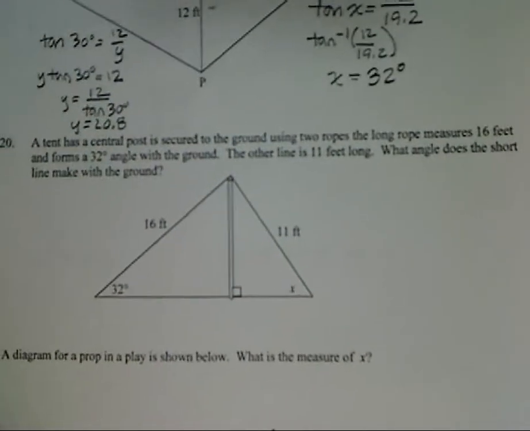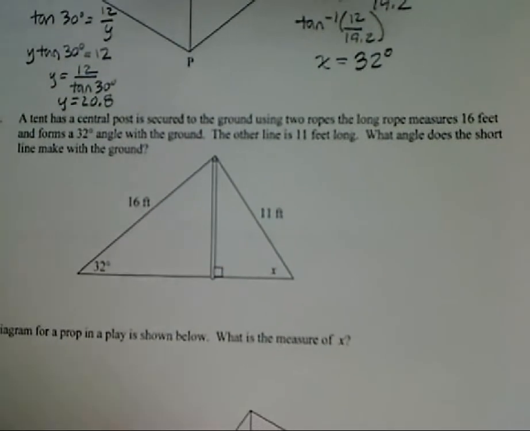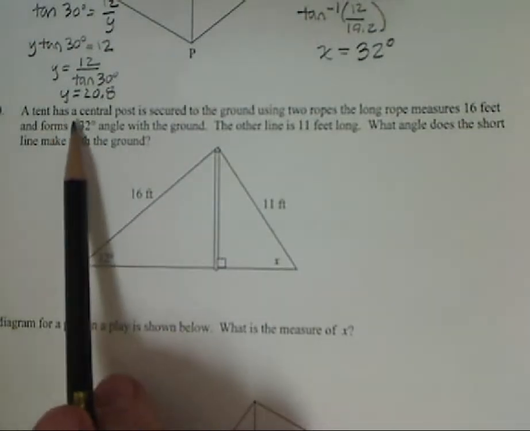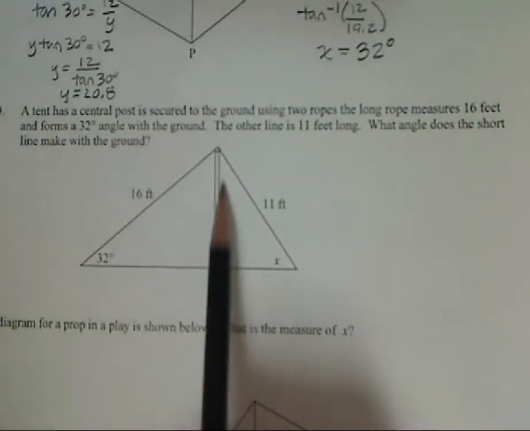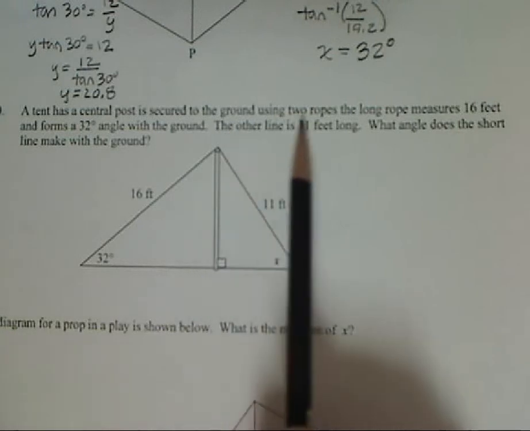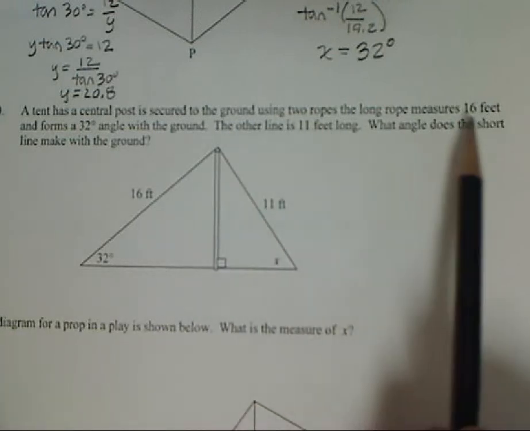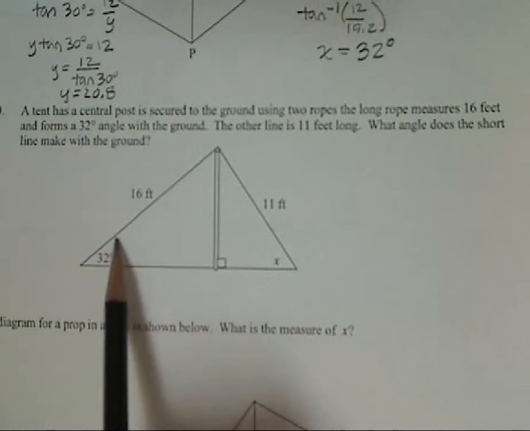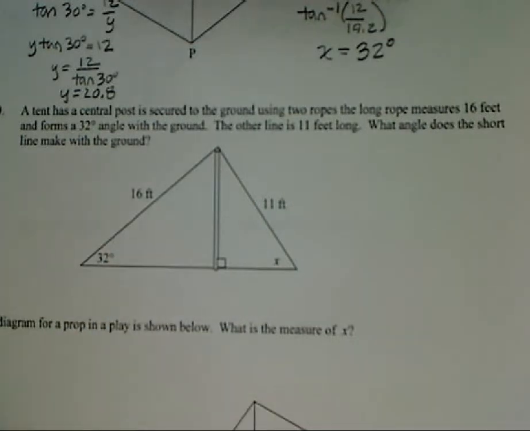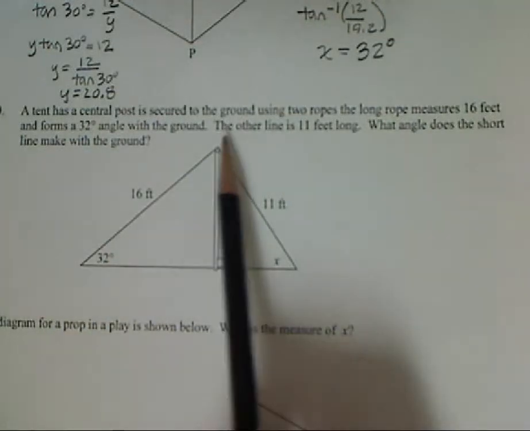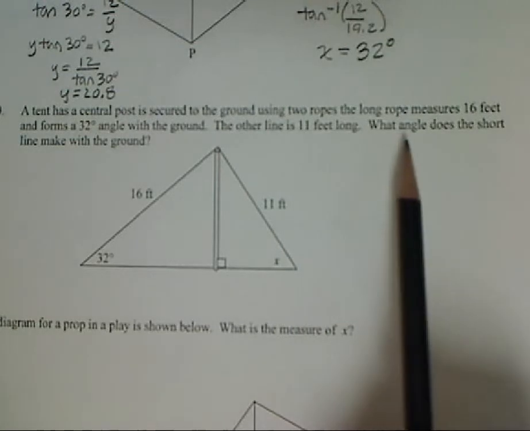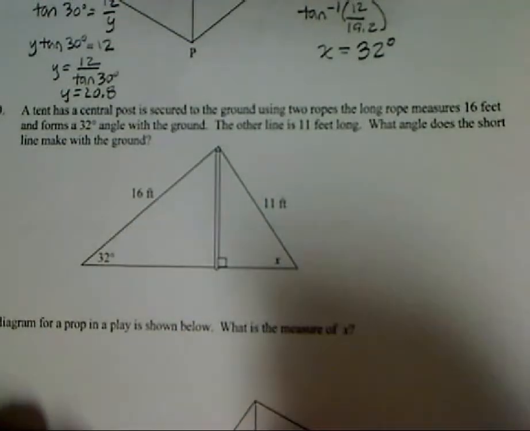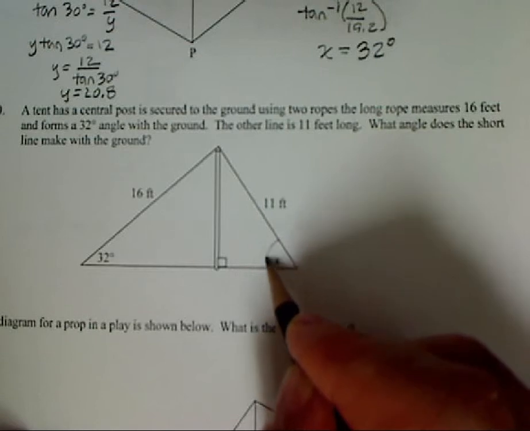Okay, let's look at this next one. So again, the situation really doesn't matter in terms of what's happening here. We have a tent that has a central post secured to the ground. That's what this is. Using two ropes. The long rope measures 16 feet and forms a 32-degree angle. Okay, this kind of describes the figure. The other line is 11 feet. I want to know what angle the short line makes with the ground. That's x.